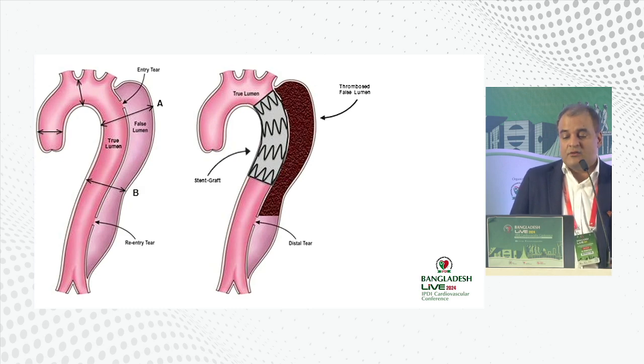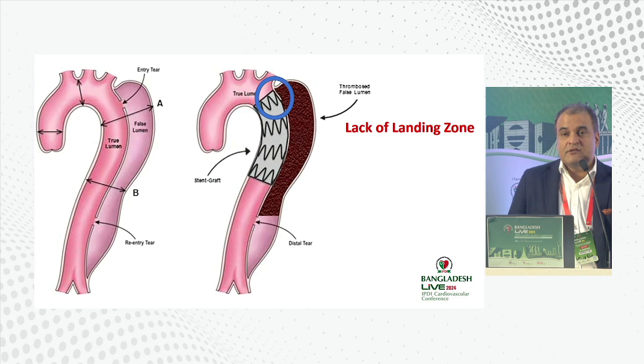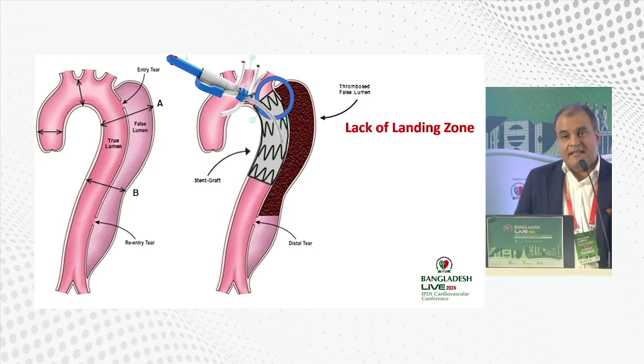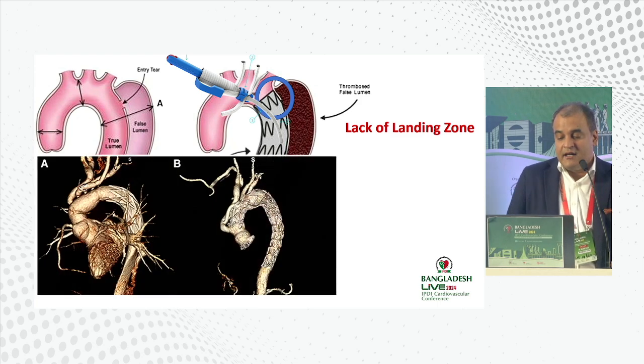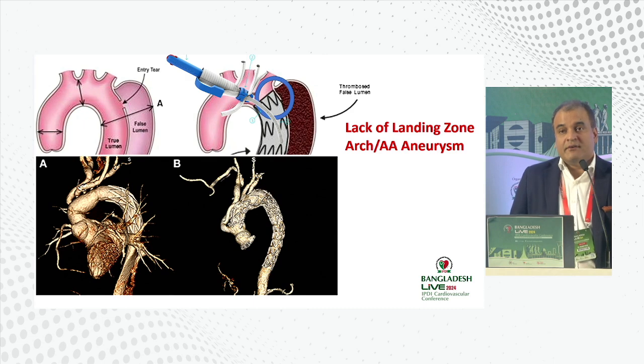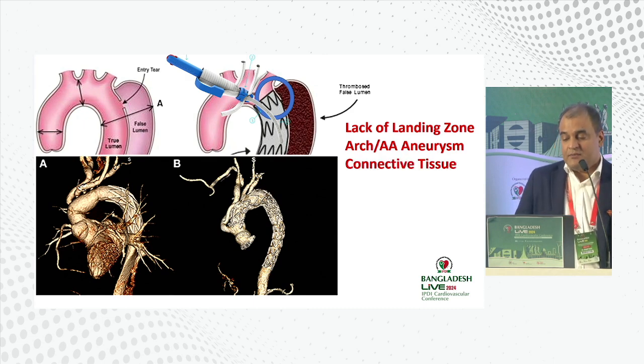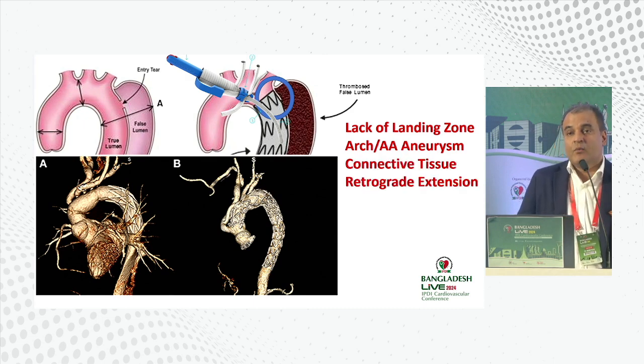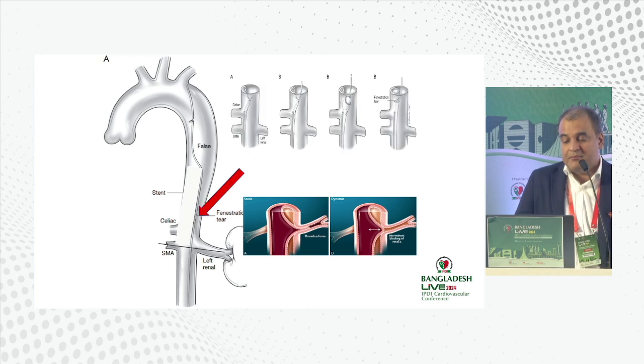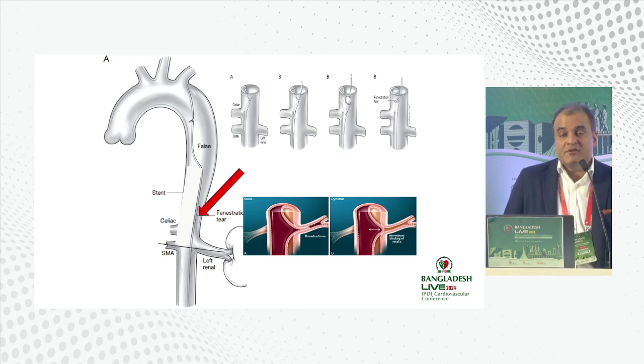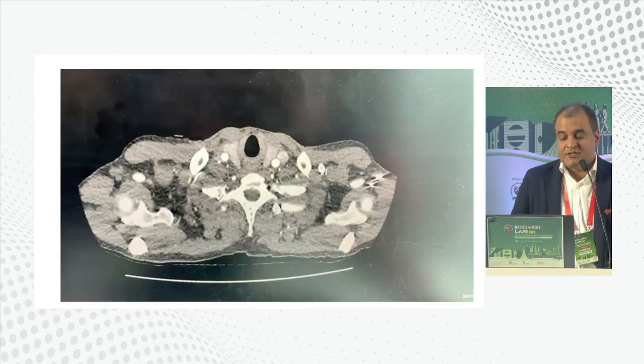Why is the landing zone important? Landing zone is important because for TEVAR, you need a 2 centimeter gap between the subclavian and the TEVAR landing zone. If that is not possible, then you have to create a landing zone by doing a frozen elephant trunk. Also, you have to see whether there's any arch aneurysm, as I've mentioned, whether the patient has a connective tissue disorder, whether there's a retrograde extension of the problem. And in malperfusion cases, TEVAR can be done sometimes, which may be followed by a frozen elephant trunk afterwards.